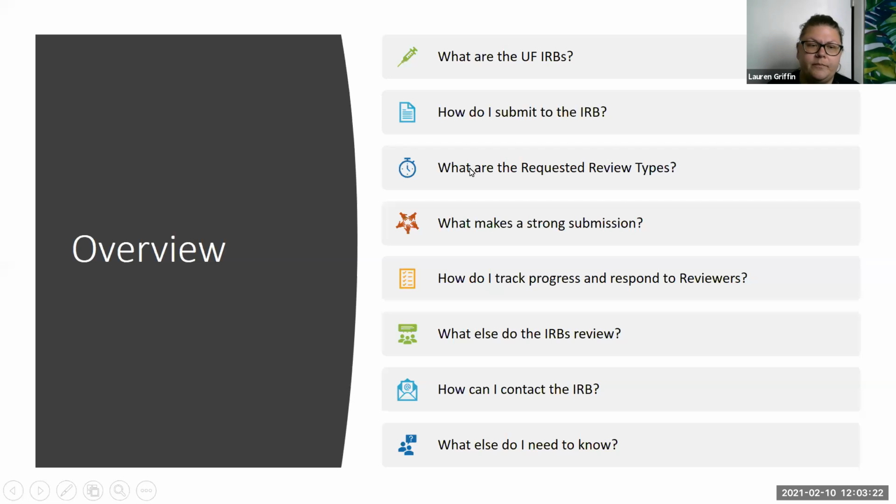So kind of a general overview of what we're going to be talking about today. We'll be talking about some submission processes, sort of generally, requested review types, how to get a strong submission going, tracking progress, responding to review, contacting the IRB, and then there's some resources at the end that will be helpful for you all moving forward.